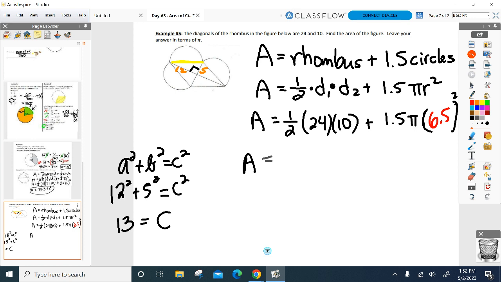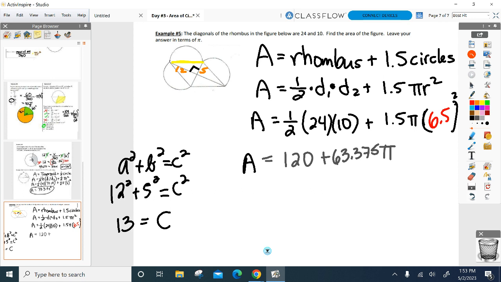Leave your answer in terms of pi. So there should be a pi in my answer, but a lot of you are going to make a mistake here because you're going to plug all that in your calculator except for the pi and leave it there. That's not what should happen here. Watch, and I'll show you why. Rhombus: 1/2 times 24 times 10. That's 120. Plus, I do 1.5 times 6.5 squared. Leave the pi in there. And we should get 63.375.